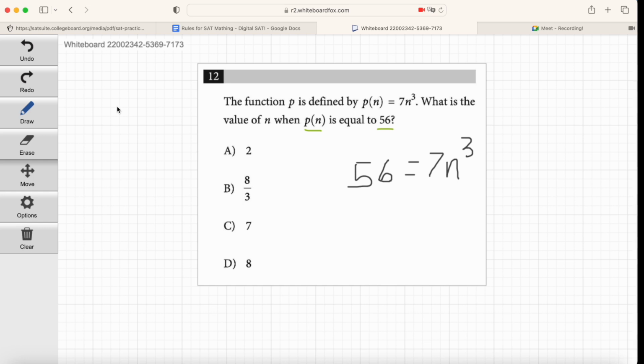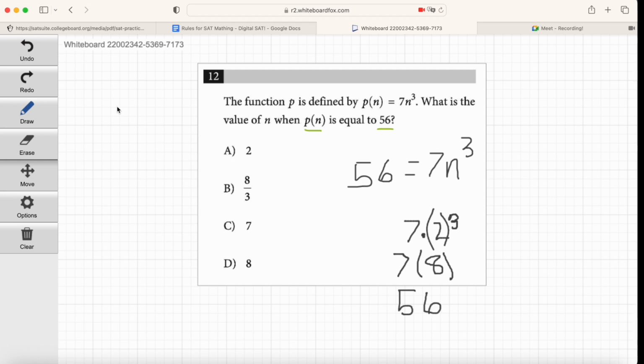So plug in a 2 for n. Let me see you plug in a 2 for n. We'll start there. Let's see if that gives us a true statement here. I'm going to add those parentheses. I think it's just a good habit dealing with parentheses. Yep. Well, 7 times 8? 56. Hey, look, that works.